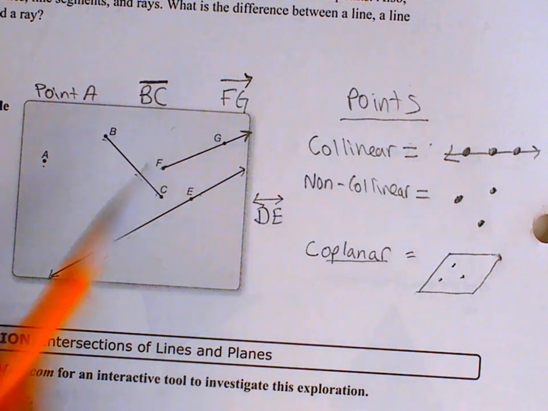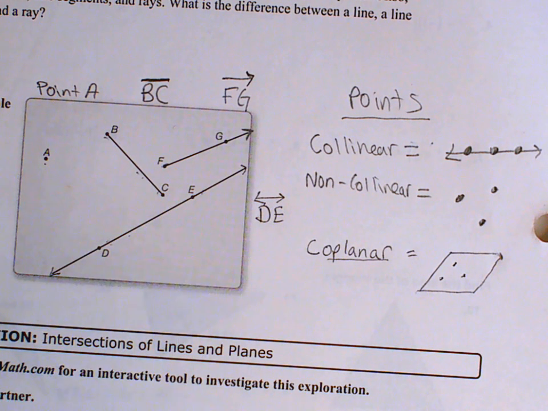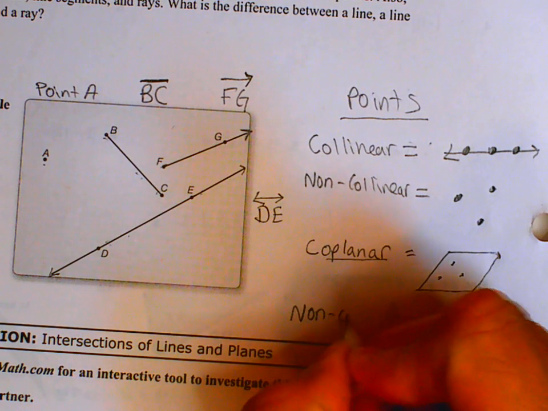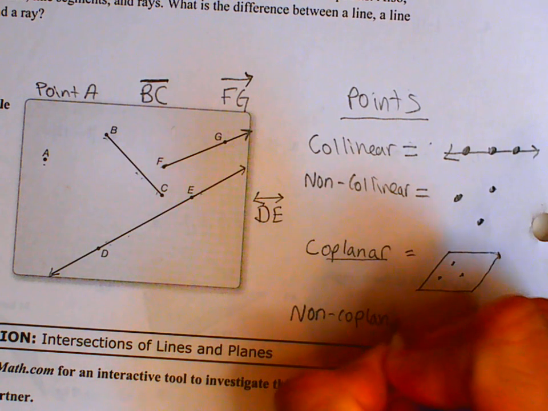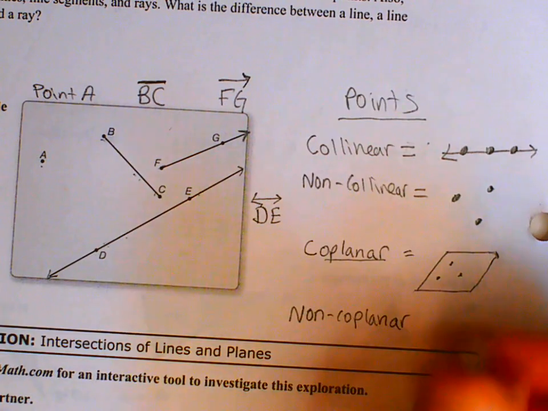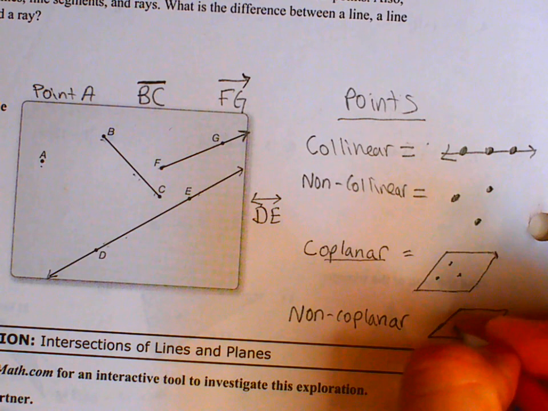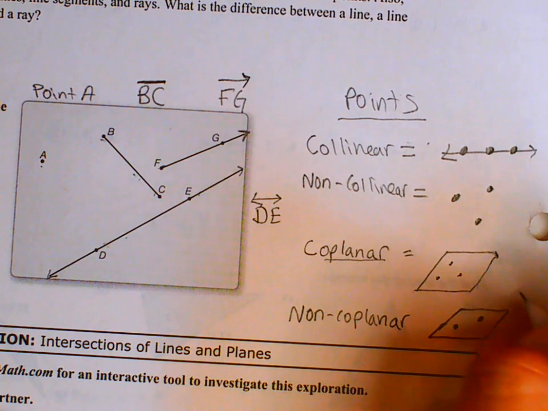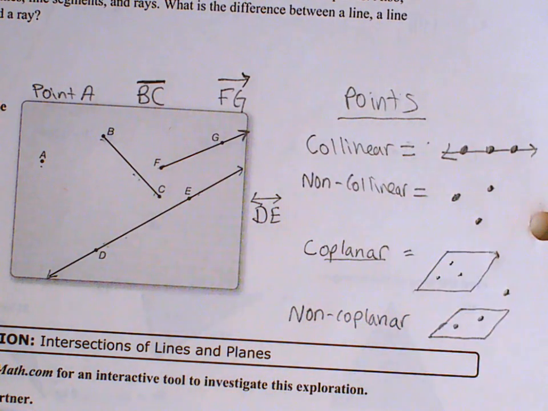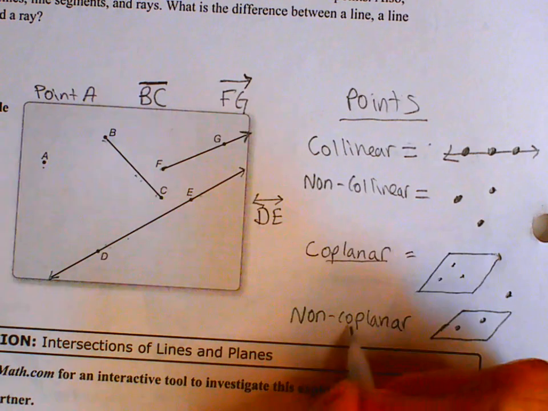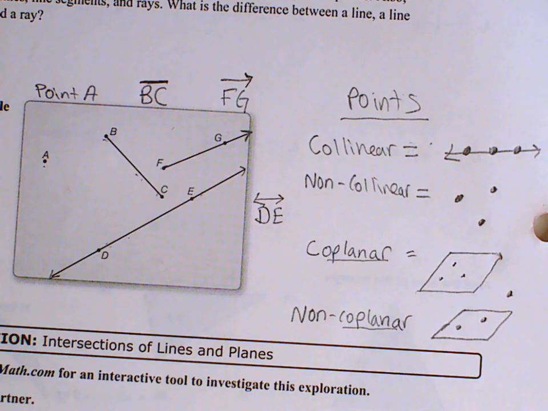So know the difference between collinear, non-collinear, coplanar, and then the last one, like I mentioned, non-coplanar. This one's easy because all you've got to do is draw a plane, draw 2 points on it, and then I'm just going to draw a point outside the plane. So those 3 points are non-coplanar. Please know the differences between all 4 of these.